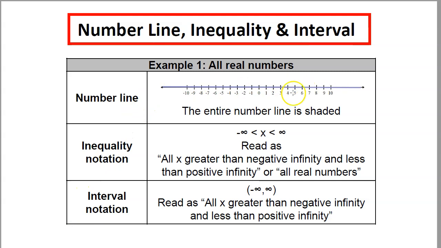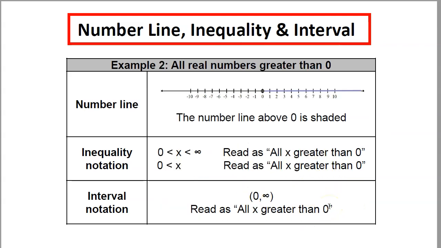The entire number line is shaded here. For inequality notation, it's negative infinity is less than x is less than infinity. And for interval notation, we use open round parentheses from negative infinity to infinity, and you can read this more elaborately as shown here.